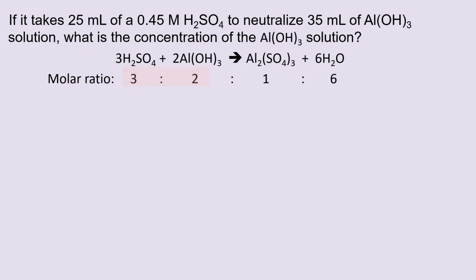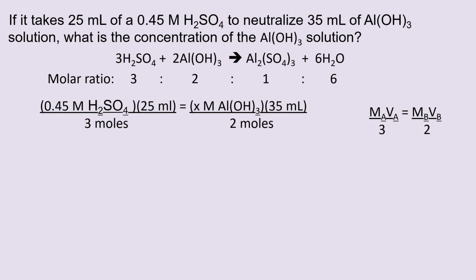But once again, we're only concerned with the reactant side of the chemical equation, so we use the ratio values 3 to 2. Inserting these values into the titration formula yields the following. MaVa over 3 is equal to MbVb over 2. Inserting the values in the practice problem yields the following equality, where 0.45 molar H2SO4 times 25 milliliters divided by 3 moles is equal to X moles of Al(OH)3 times 35 milliliters divided by 2 moles.